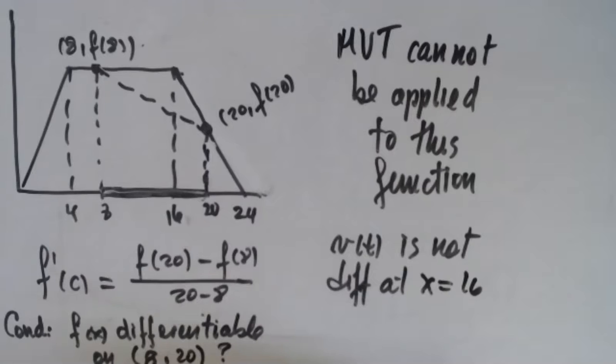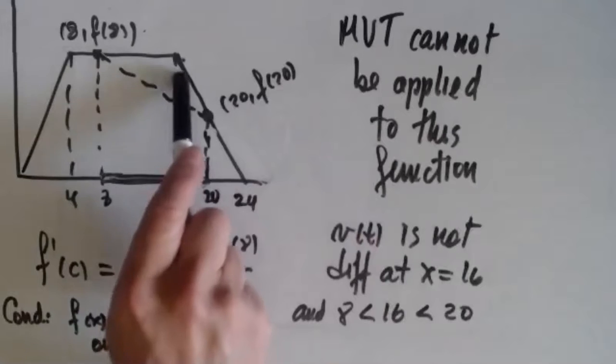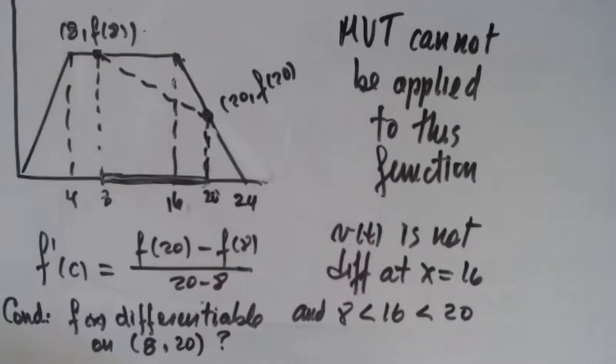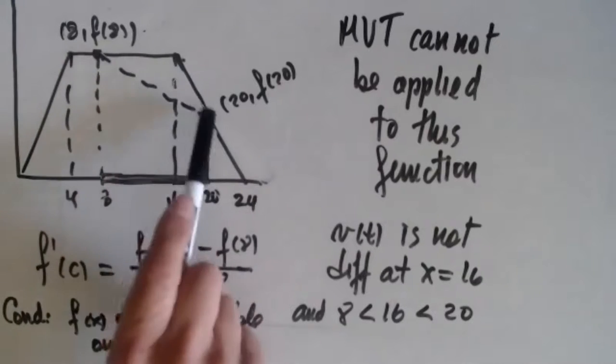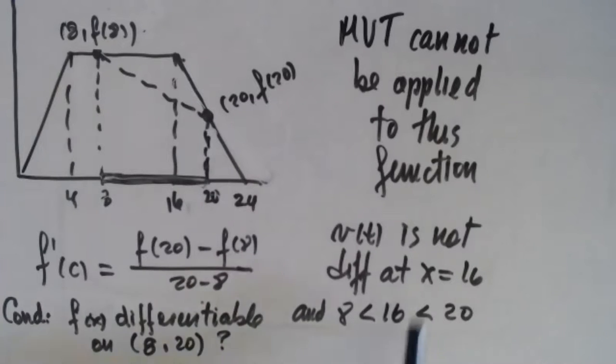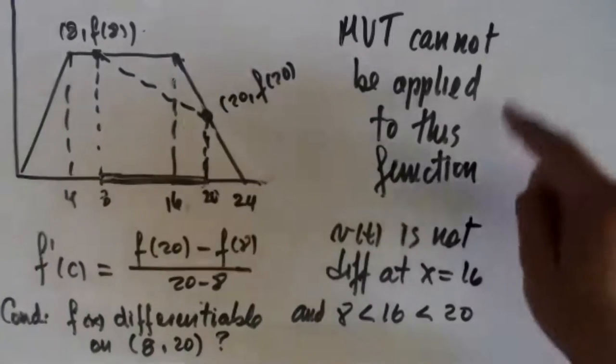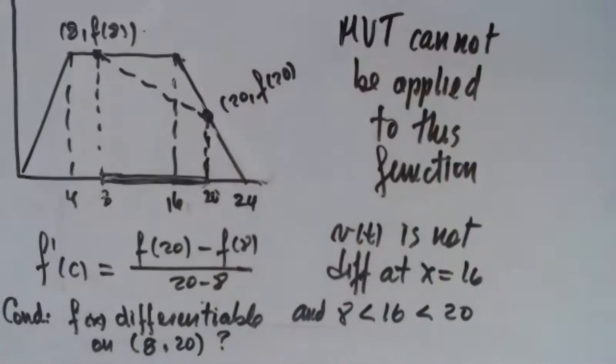Yeah, it's not differentiable, and 16 is between 8 and 20. Correct? So this is the situation. MVT cannot be applied to this function. You said velocity, because it had peaks, right? This peak. In this portion, there is one peak. So the condition is f has to be differentiable at all points between 8 and 20. But that doesn't happen. At 16, you have a peak. So MVT, mean value theorem, cannot be applied to this function.